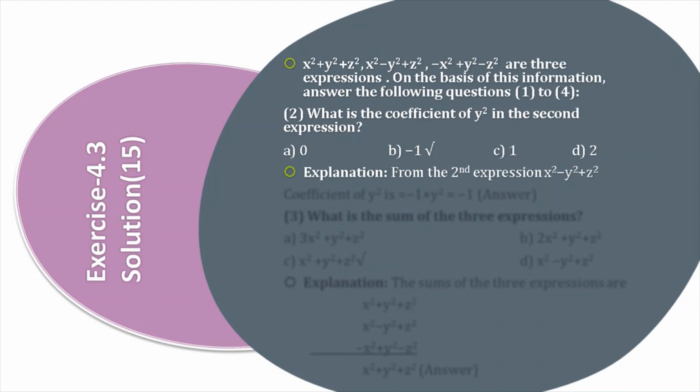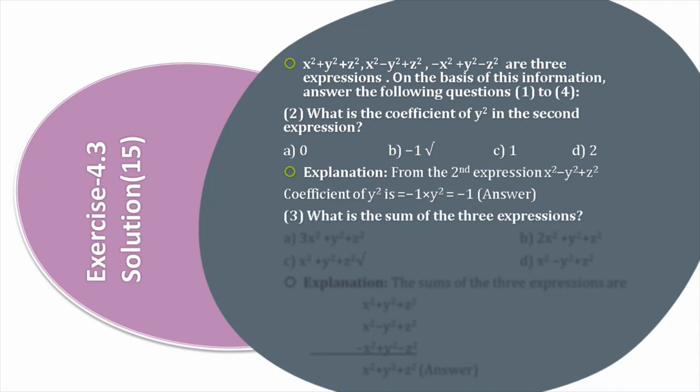So let us see the explanation. From the second expression, x square minus y square plus z square, the coefficient of y square is equal to minus 1 multiplied by y square, so minus 1. As you can see in the second expression, x square minus y square plus z square. So my dear student, minus y square. That's why you can write down minus 1 multiplied by y square. Minus 1 will be the coefficient of y square.